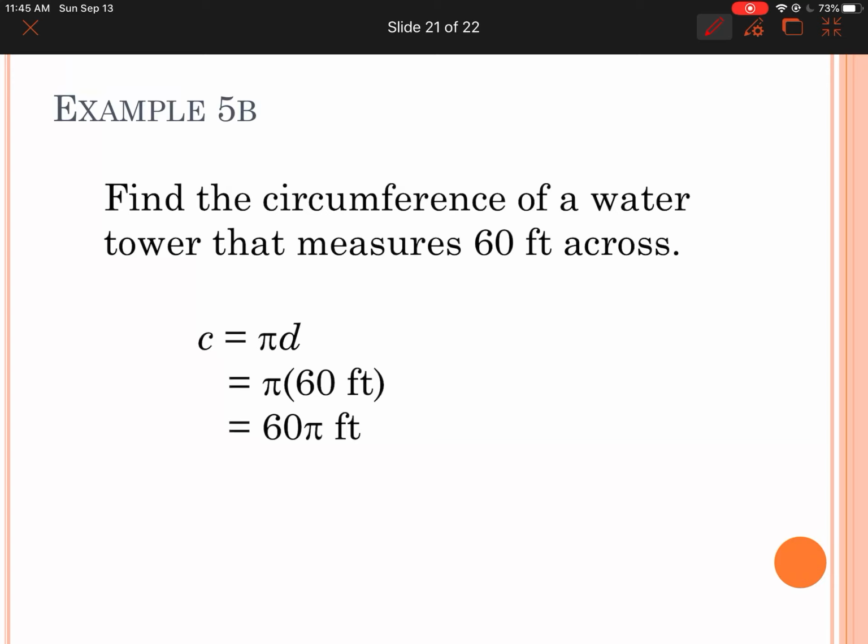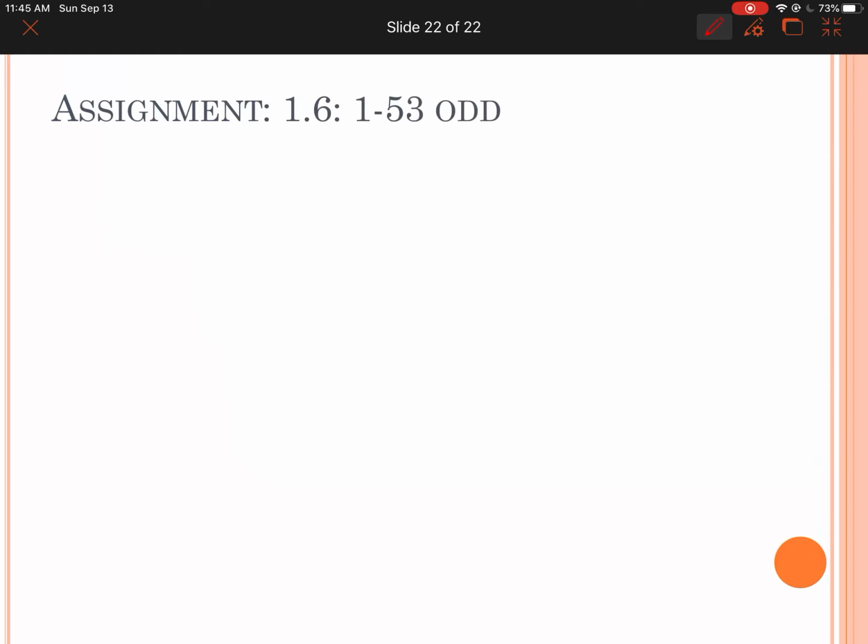So I know there was a lot in that lesson, a lot of different terms. You have a bit of a longer assignment, but it is a lot about terms, so you can work on that. And there is the assignment.